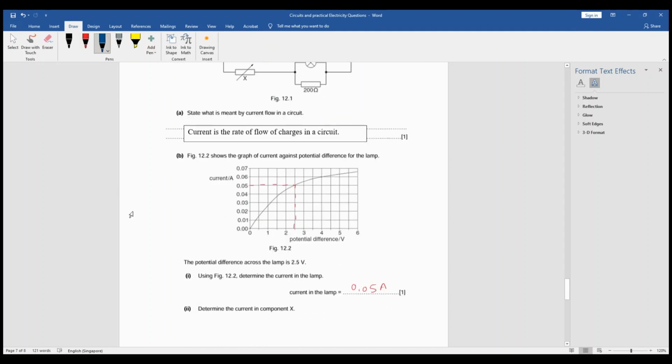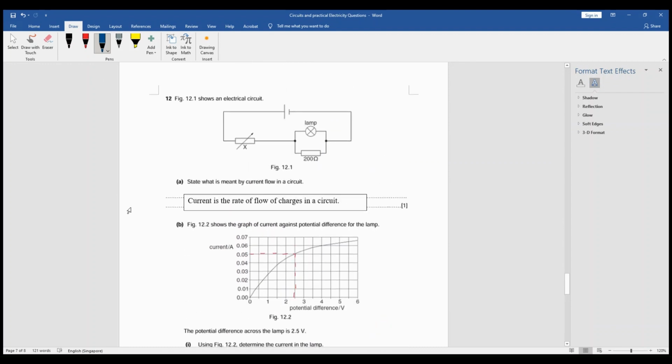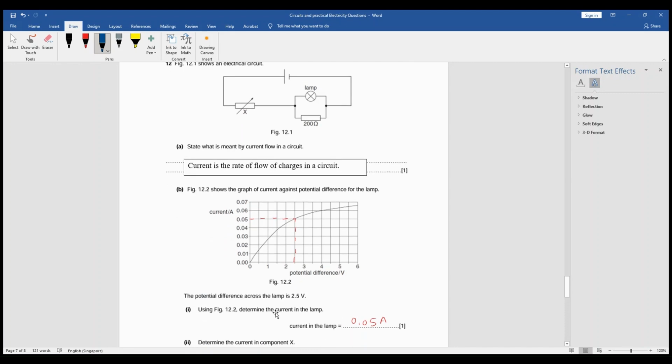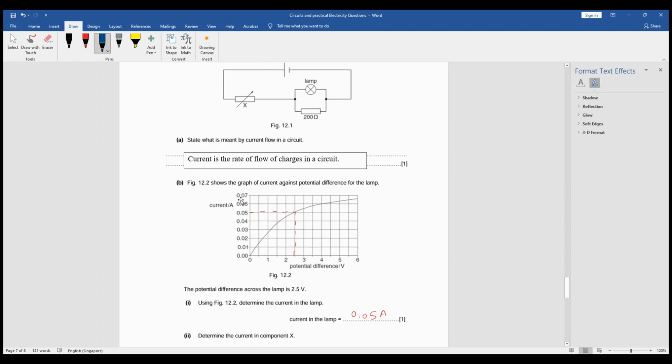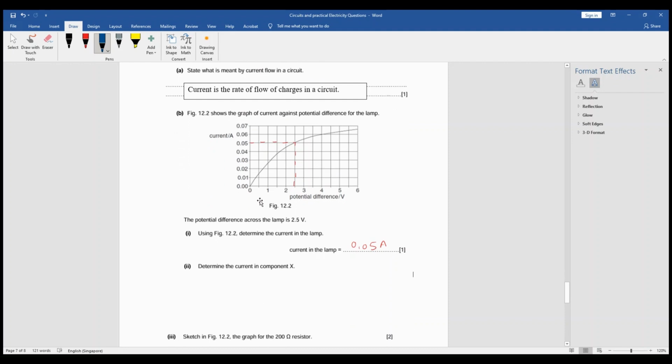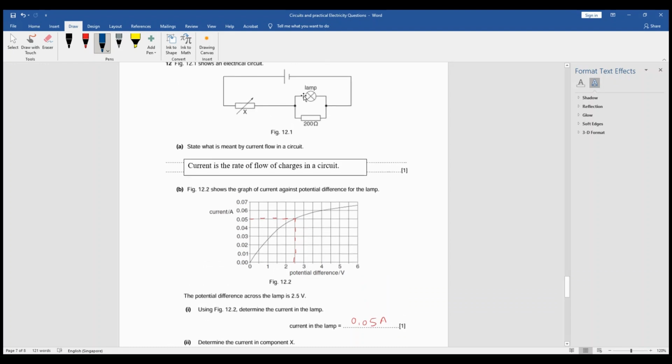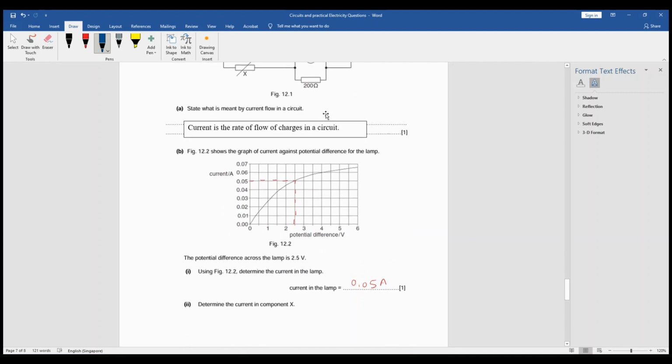All right, next. Determine the current in component X. What is the current in component X? The current in the lamp is 0.05 ampere, and the resistance, do we know the resistance? We don't know anything. But we can find the voltage, can we? Yes, it's 2.5. It's in parallel, which means this resistance also has 2.5 volt potential difference.